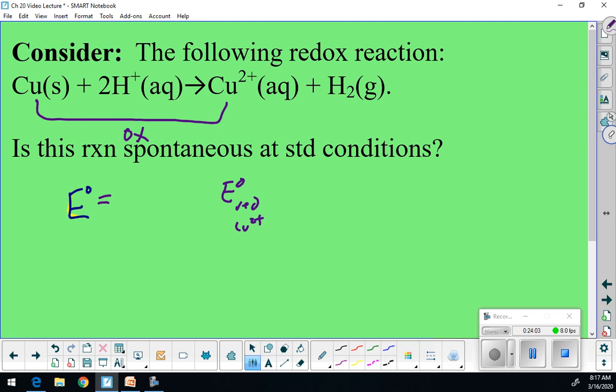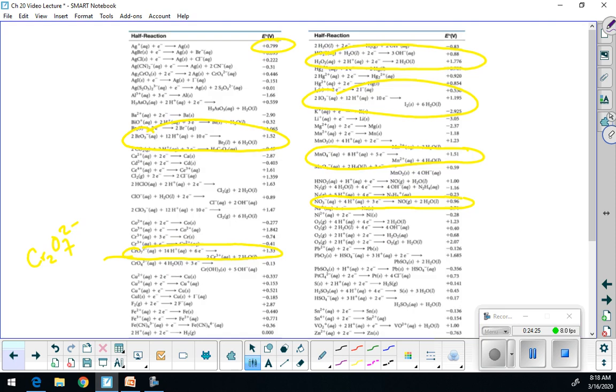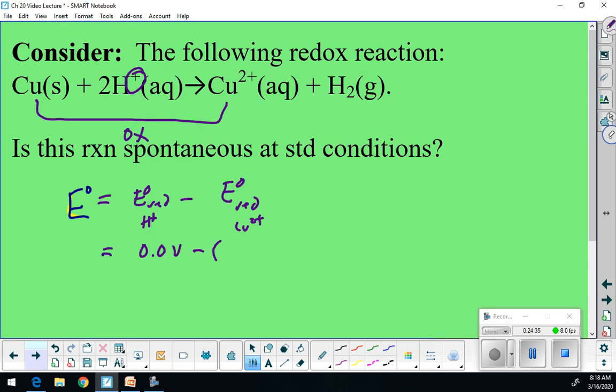And my hydrogen is reducing, so I'm going to put my standard reduction potential for H plus here, right? I know that is a 0.0. I should remember my copper. I think it's what, a negative 0.337, but let's go back and look. Copper 2 going to copper solid is 0.337 volts.